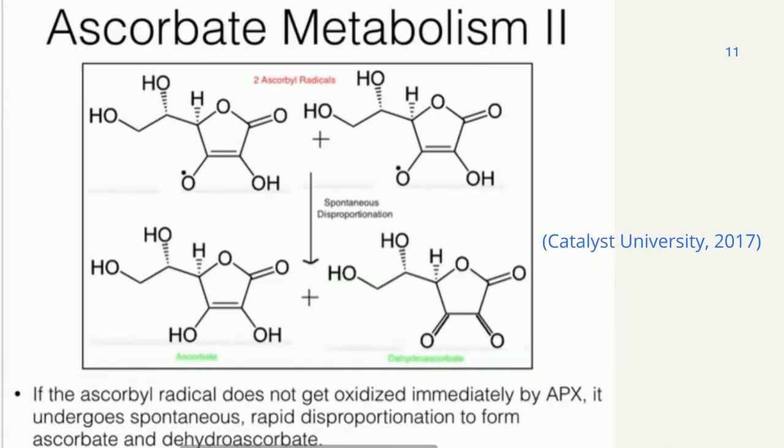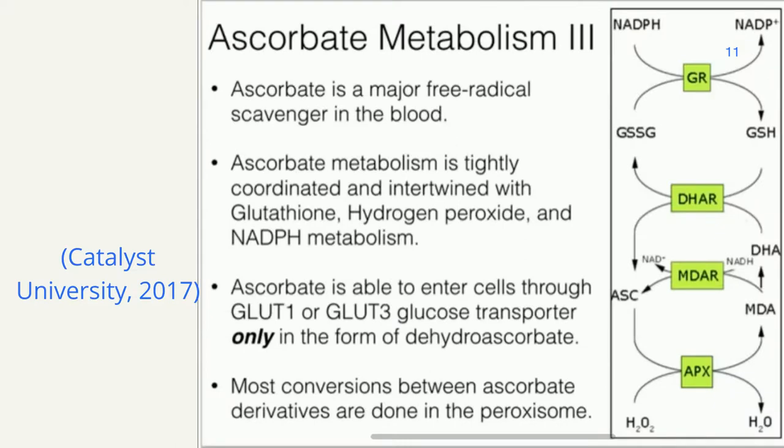Ascorbic acid metabolism 2. If the ascorbyl radical does not get oxidized immediately by ascorbate peroxidase, it undergoes spontaneous, rapid disproportionation to form ascorbate and dehydroascorbate. Ascorbate metabolism 3, or the ascorbate electron transport chain. Ascorbate is a major free radical scavenger in the blood. Ascorbate metabolism is tightly coordinated and intertwined with glutathione, hydrogen peroxide, and NADPH metabolism.